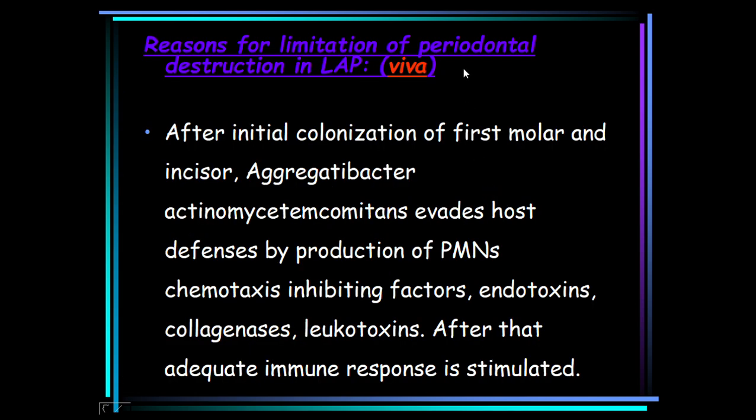Reason for limitation of periodontal destruction in localized aggressive periodontitis. Various hypotheses are there showing the limitation of the periodontal destruction in localized aggressive periodontitis. After initial colonization of the first molar and incisor, Aggregatibacter actinomycetemcomitans evades host defense by production of polymorphonuclear neutrophil chemotactic inhibiting factor, endotoxin, collagenase, leukotoxin, and after that an adequate immune response is stimulated.